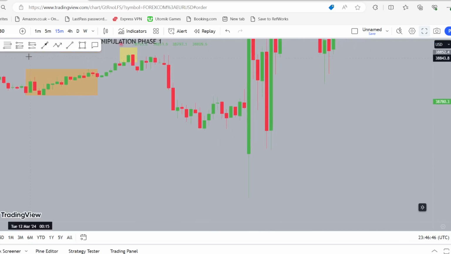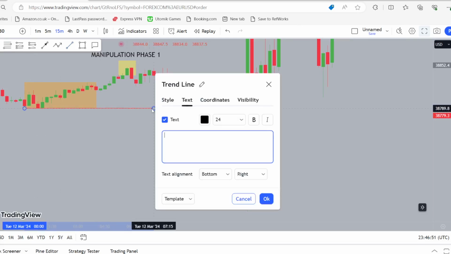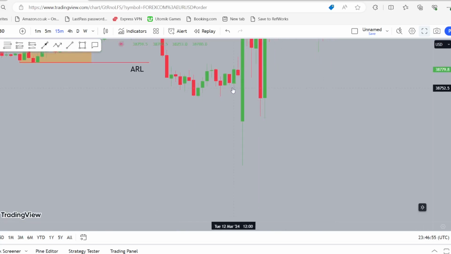Now look what price does, right? We see the Asian low get swept very, very aggressively. Now, why do you think the Asian range low gets swept over here? This is manipulation phase two, right? This here is the low of the day, which very typically occurs in that New York session.